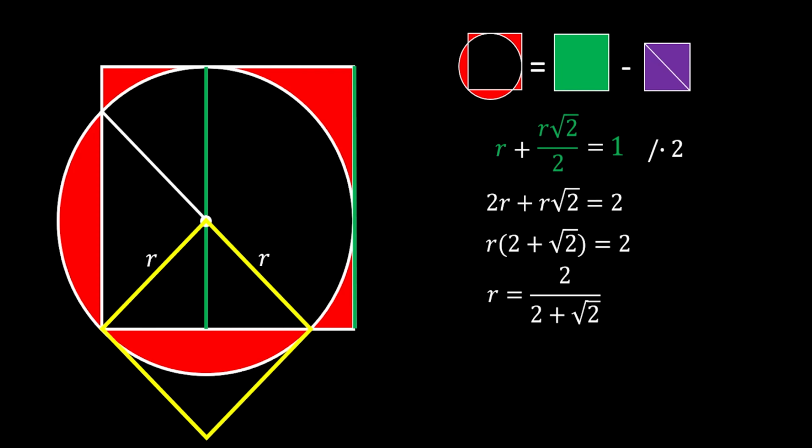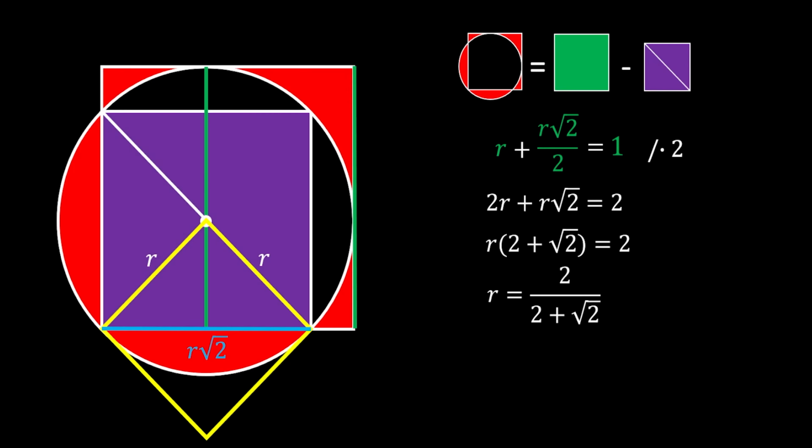Now let's again take a look at our sketch. We can draw another blue diagonal of this yellow square, and this diagonal will also represent the side of our purple square. So we can now say that the side of our purple square is equal to r square root of 2. If we substitute the value of r into our equation, we will get that the side is equal to 2 square root of 2 over 2 plus square root of 2.